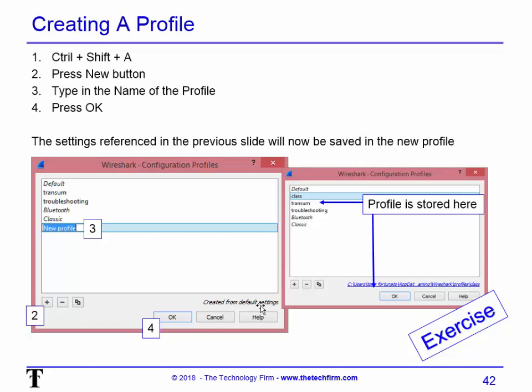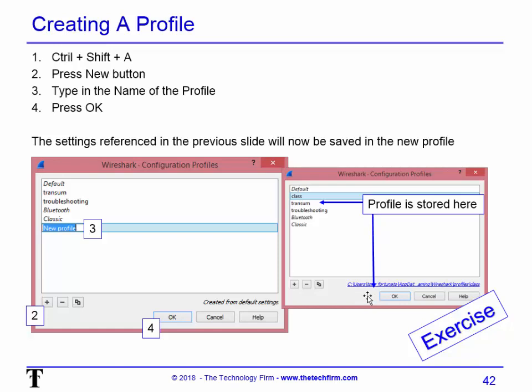Now this is important to understand. Down here it says default settings. So if you currently had a layout that you really liked, when you create this new profile, it's not going to use the settings you have on your screen. It's going to use the default settings. So if you've installed Wireshark from scratch for the first time, then the default is basically what you have on your screen anyways.